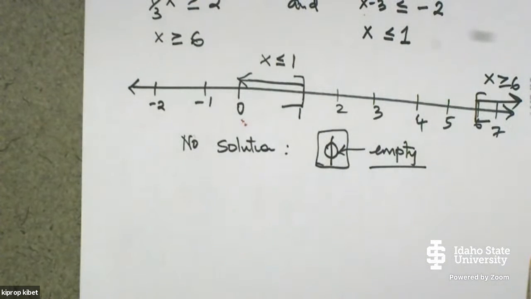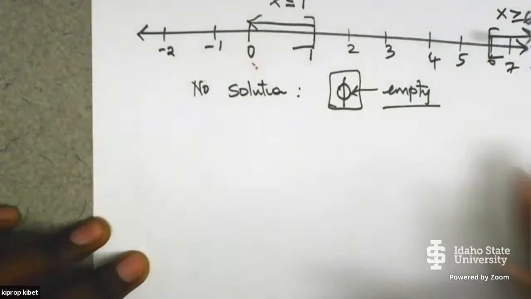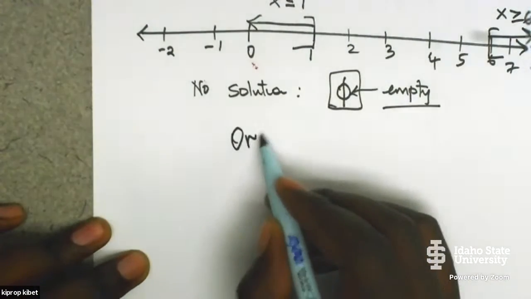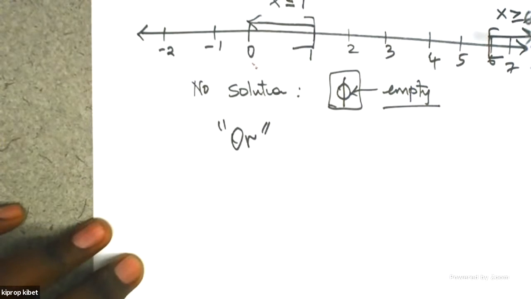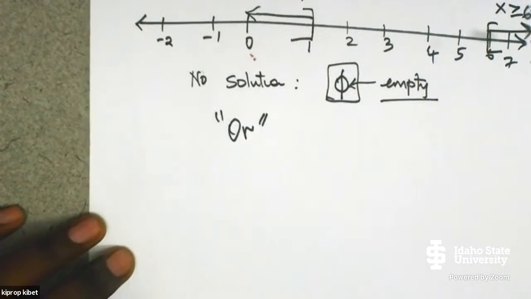Now let's come to solving compound inequalities. So what happens when we have the OR?